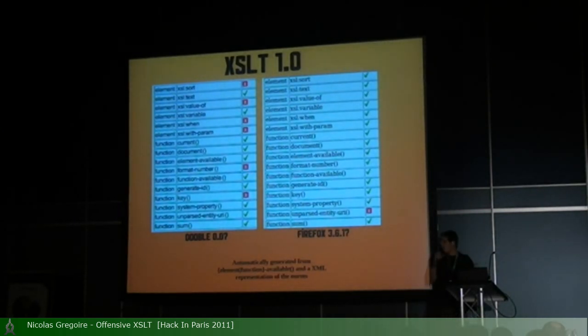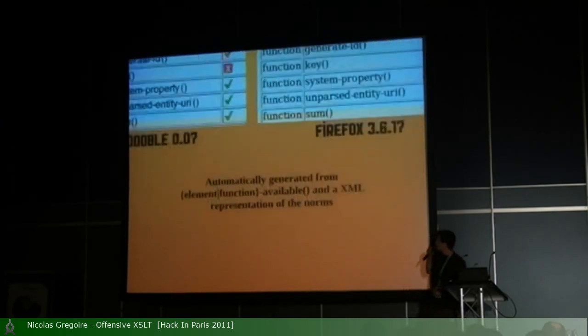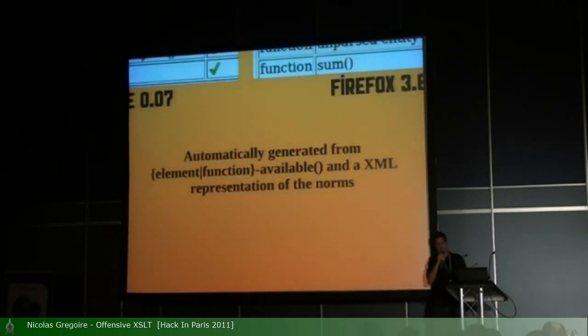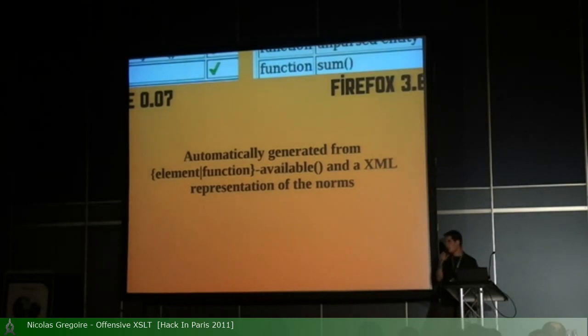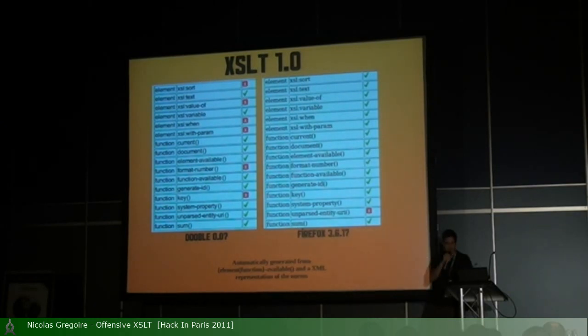I have some tool which will generate this kind of output, which is the supported functionality of every engine. So that's Saxon's XSLT engine from Qt and Firefox. The interesting part is that the specification defines 2 functions which are element-available and function-available. So I just define the norm in an XML format, and I process it with XSLT, and I will automatically get this kind of output for any engine. So it's really easy.